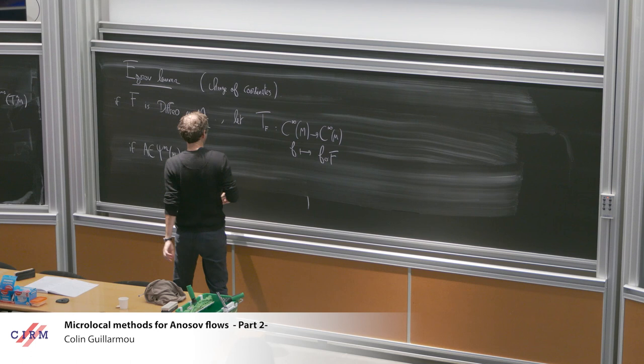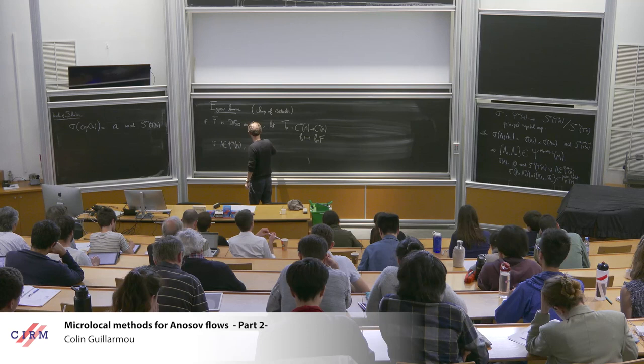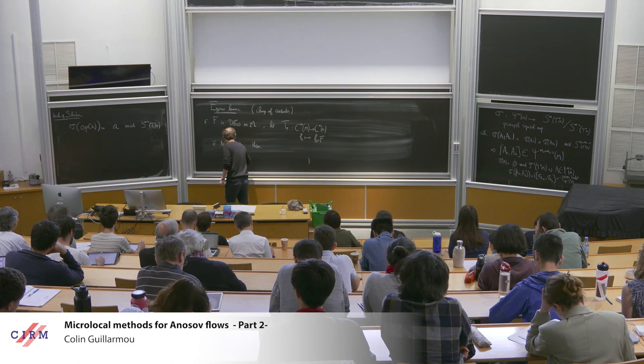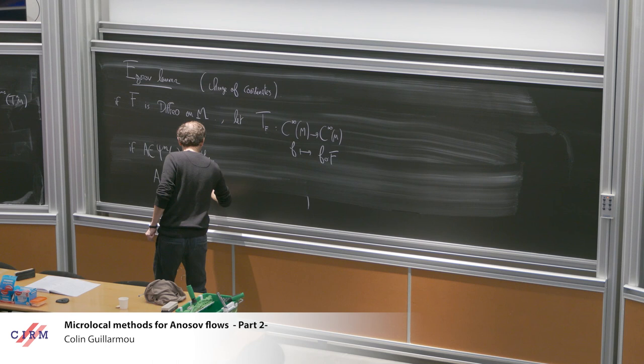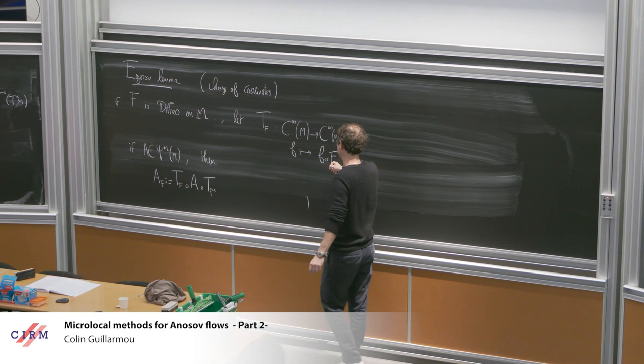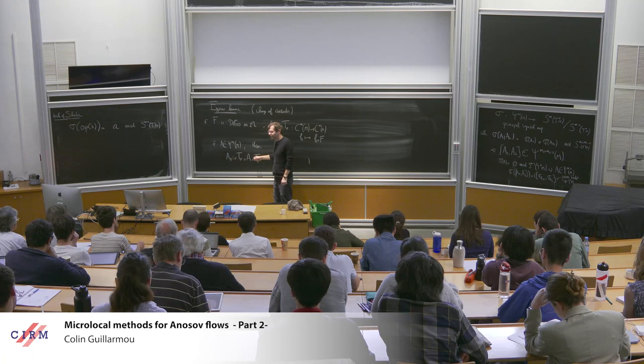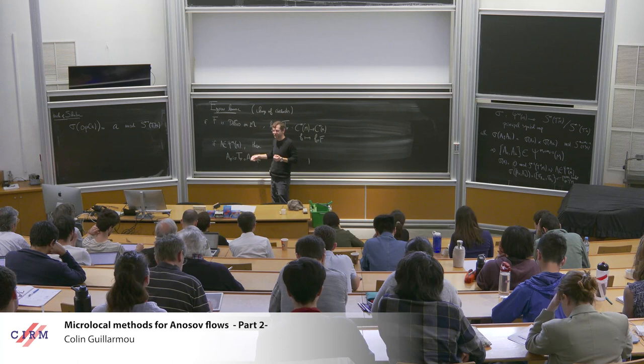So the lemma says that if I compose T_F, so I will call it A_F. So it's T_F composed with A composed with T_F^{-1}. So I first pull back by the inverse of F, then I apply my operator, and then I come back. So this is very easy to do with a differential operator. It's just change of coordinate. You can compute how this, of course, is also going to be a differential operator if A were a differential operator, because differential operators are invariant by change of coordinate. I mean, they stay differential operators, that's what I mean.